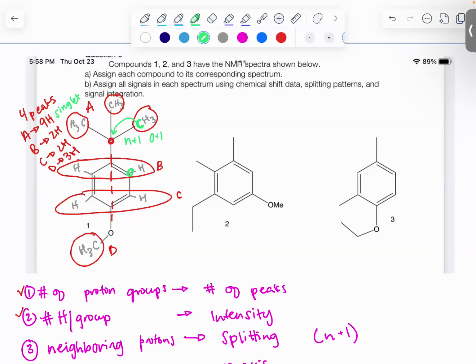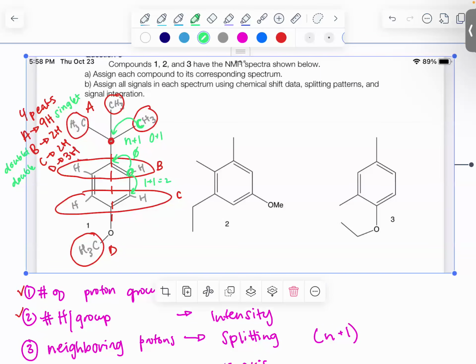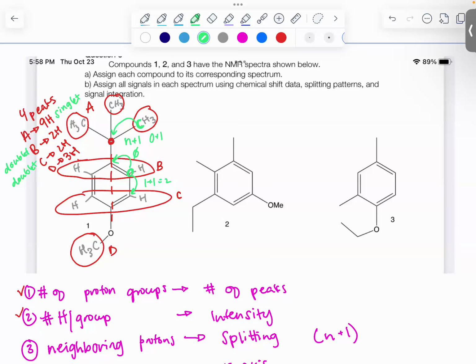Looking at B, does this carbon have any neighbors, or any protons? Does the neighboring carbon have any protons? What if I look at my other neighbor? How many? 1. So B, we would expect a doublet. What about C? Also a doublet. And finally, what about D? Singlet.